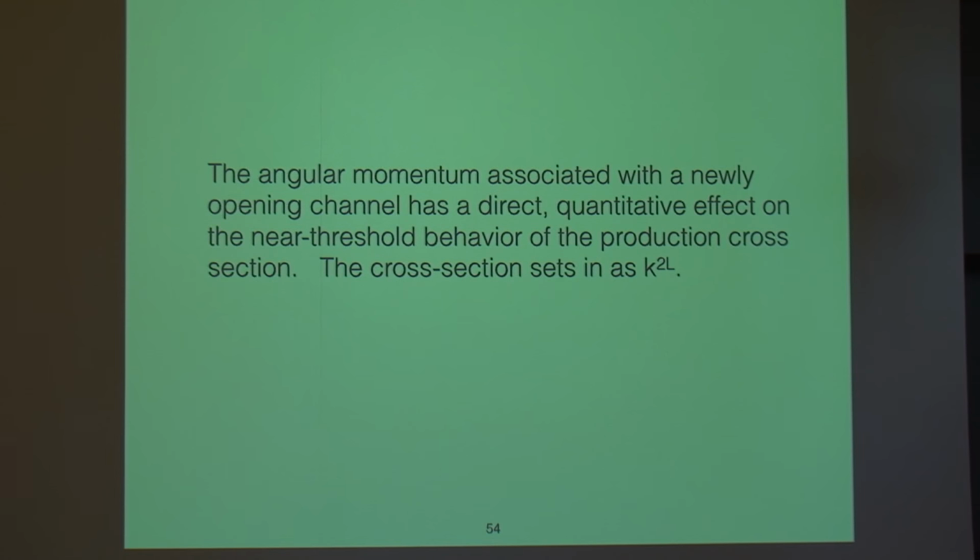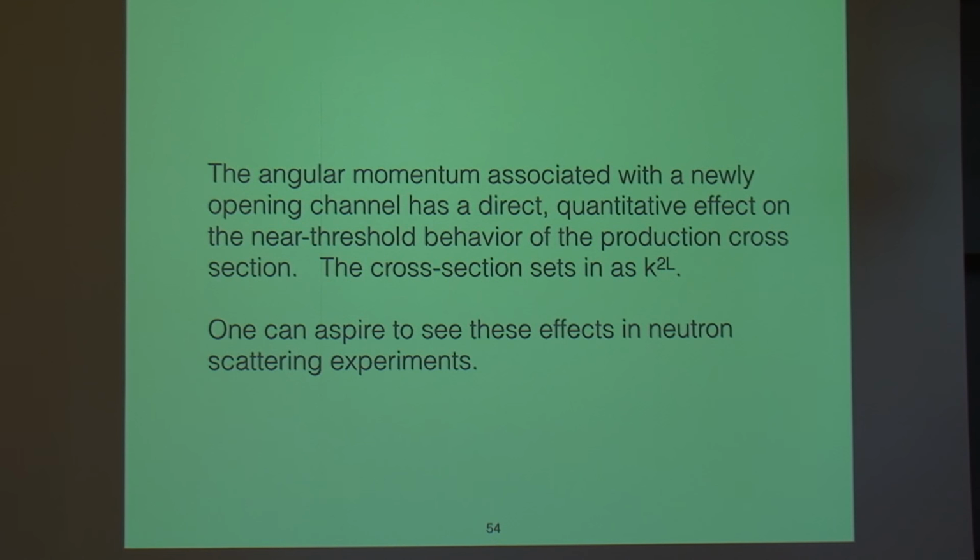So, the main message here is that the angular momentum associated with the newly opening channel has a direct quantitative effect on the near-threshold behavior of the production cross-section. Specifically, the cross-section sets in as k to the 2L, where k is the relative momentum these particles have, which goes to 0 near threshold. And it seems clear enough and clean enough that one can aspire to see these effects in neutron scattering experiments, where you start to produce quasiparticles in these kinds of spin systems.